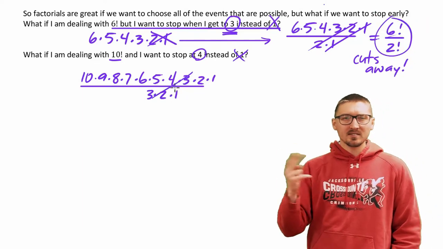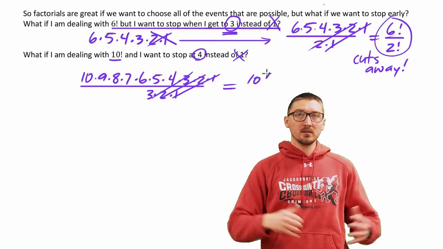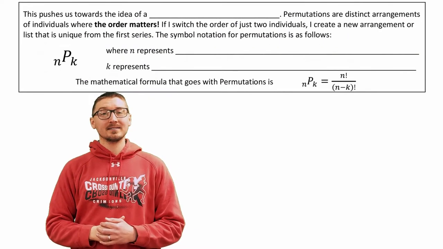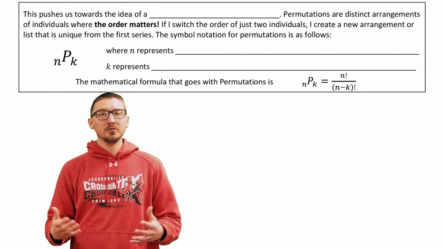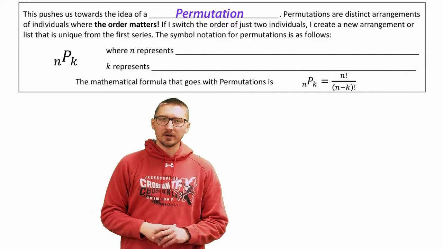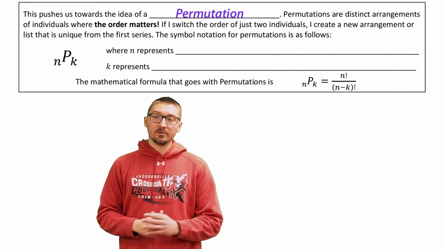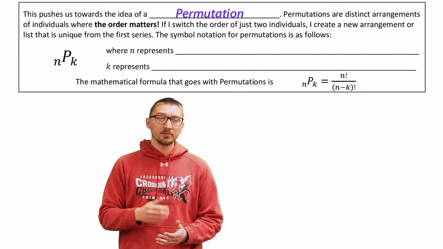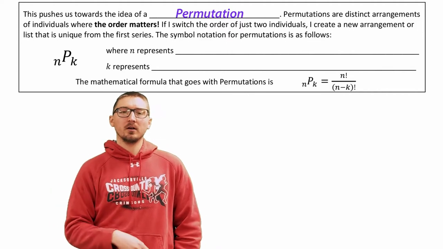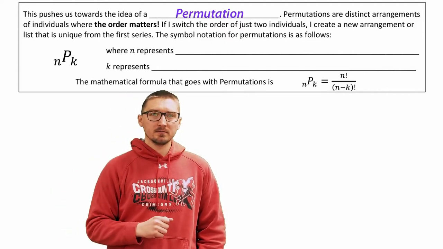Being able to snip and slice these original full-length factorials is something that you're going to have to get good at. And this pushes us towards the next idea, which is called a permutation. Permutations are distinct arrangements of individuals where the order matters. Permutation placement matters. So if I switch the order of just 2 individuals, I create a new arrangement. It's unique from the first series.